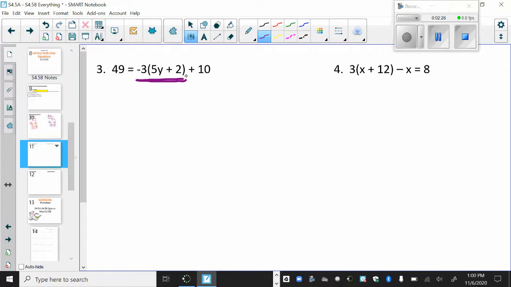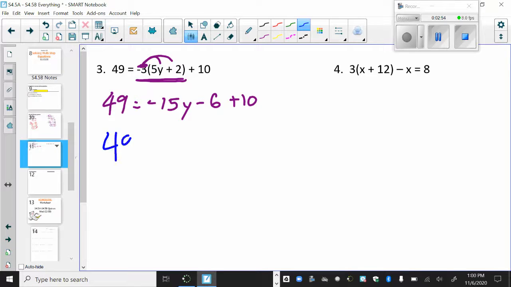There we go. So there's my distributive property. Now I have 49 coming down. I have negative 3 times positive 5, which gets negative 15y. Then negative 3 times positive 2, which gets negative 6. Then I'm going to bring down the 10. Next I'm going to combine like terms. I have 49 on this side equals negative 15y. That's it. Then I have minus 6 plus 10. Well, minus 6 plus 10 leaves me plus 4.